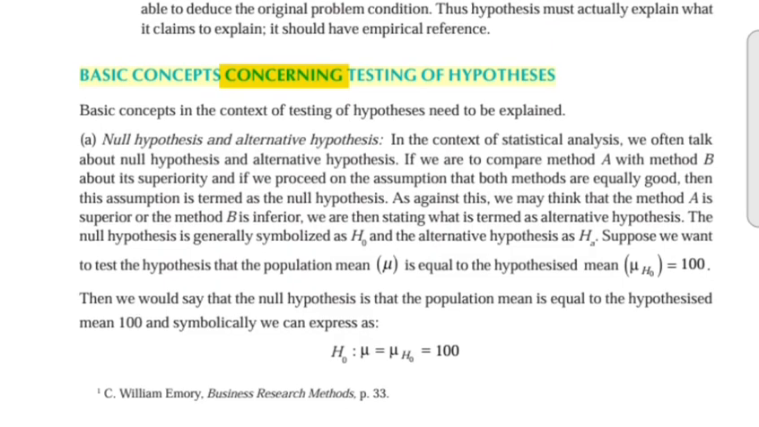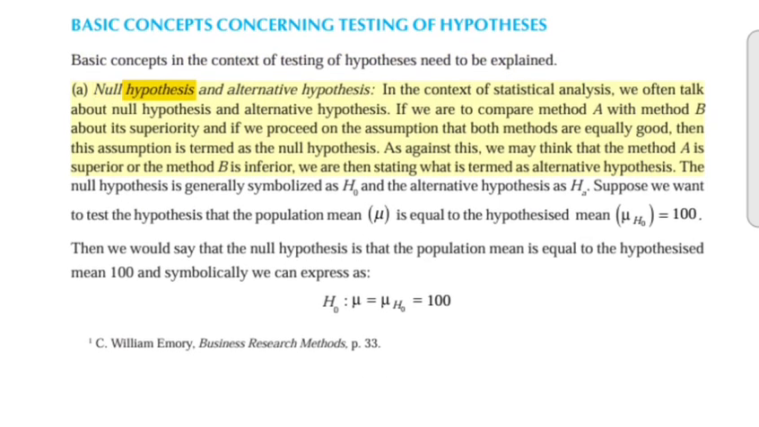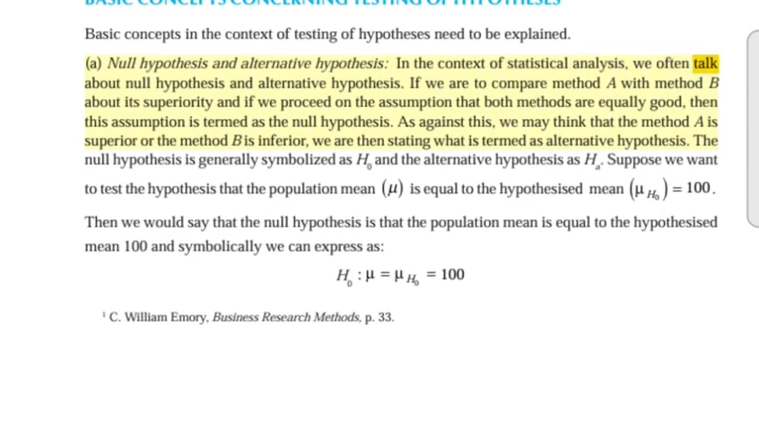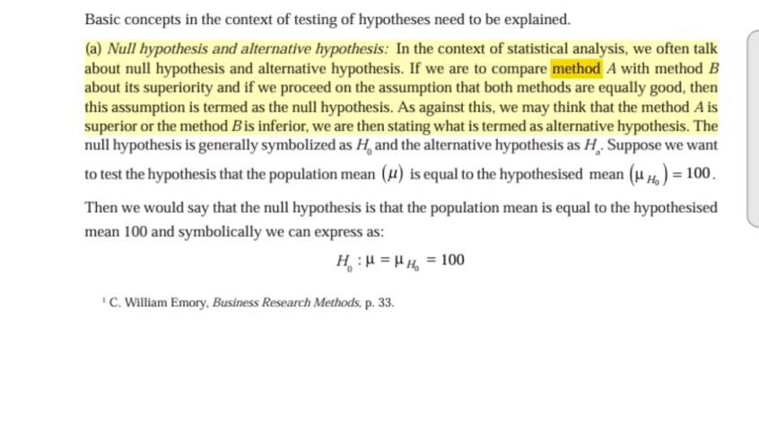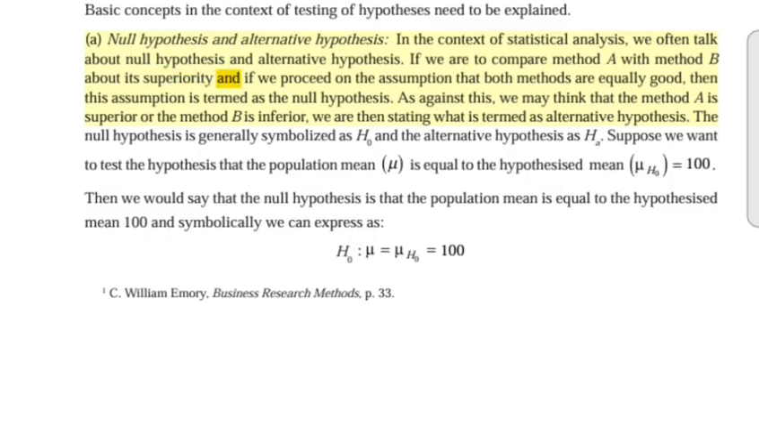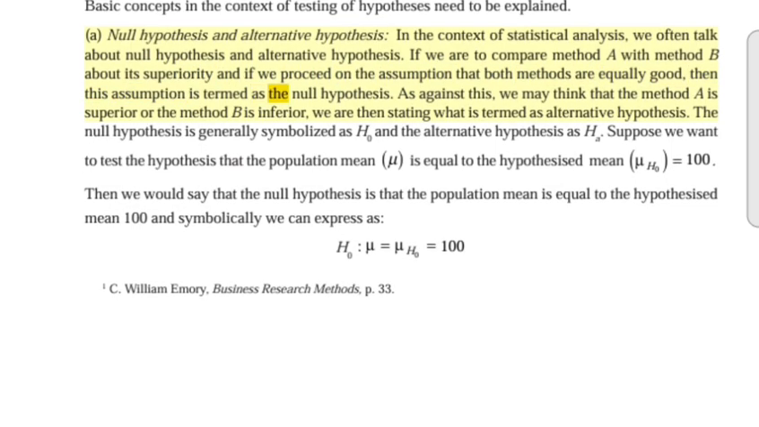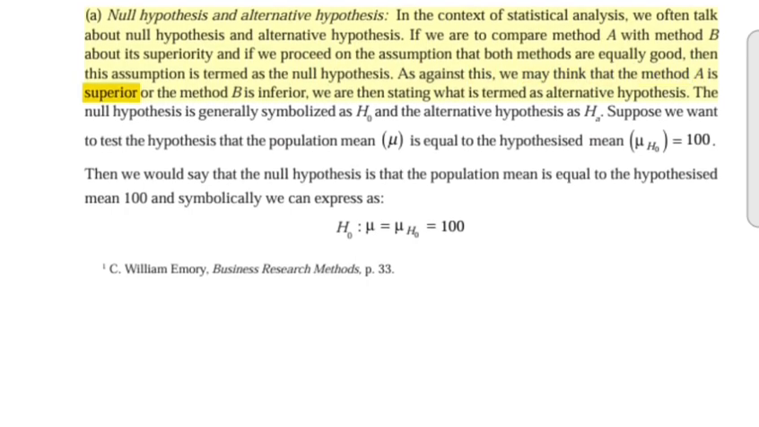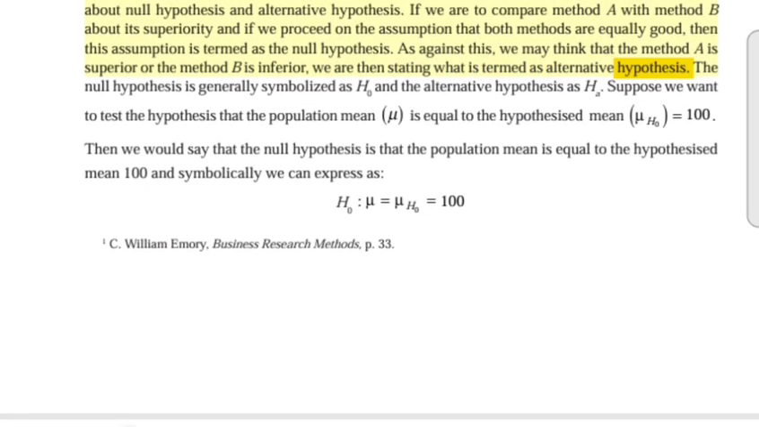Basic concepts concerning testing of hypotheses. Basic concepts in the context of testing of hypotheses need to be explained. Null hypothesis and alternative hypothesis. In the context of statistical analysis, we often talk about null hypothesis and alternative hypothesis. If we are to compare method A with method B about its superiority, and if we proceed on the assumption that both methods are equally good, then this assumption is termed as the null hypothesis. As against this, we may think that the method A is superior or the method B is inferior. We are then stating what is termed as alternative hypothesis.